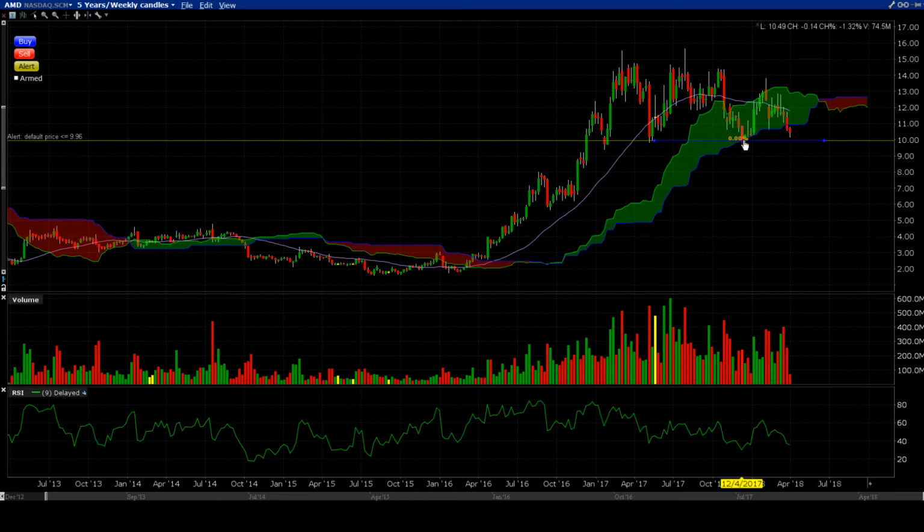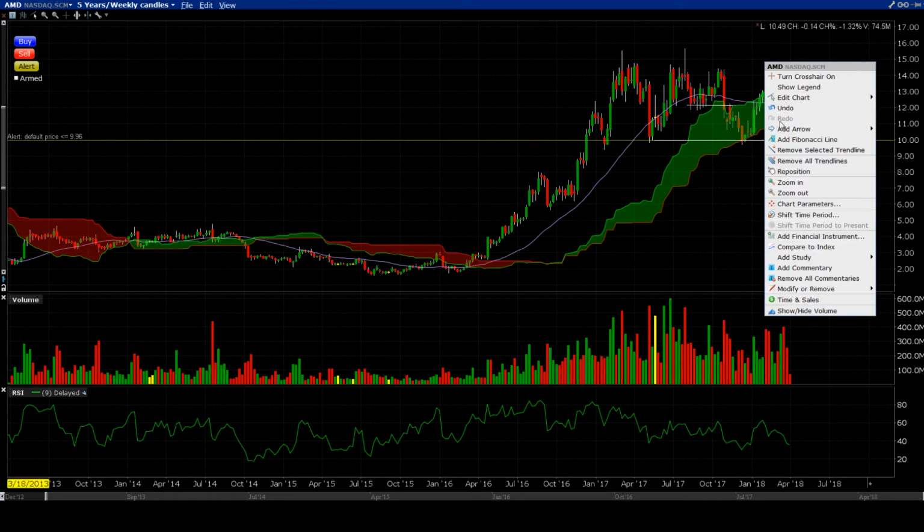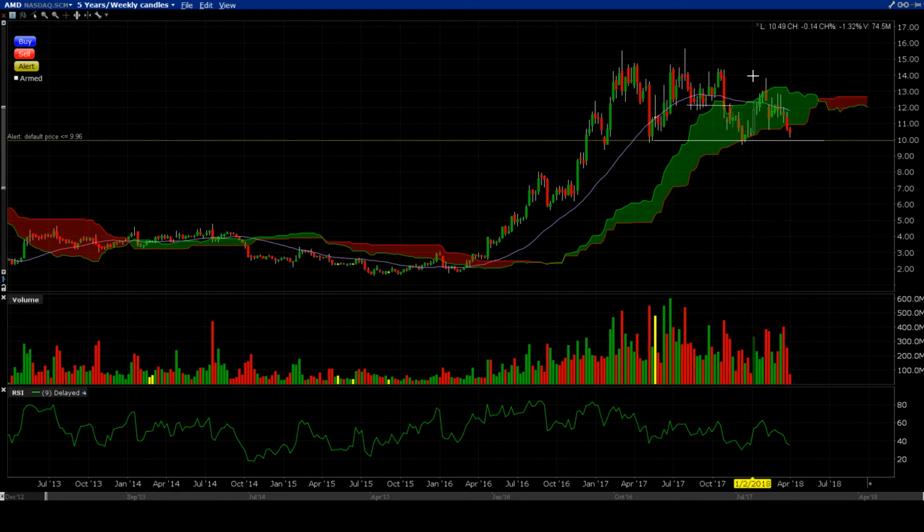See how it bounced back here? It wasn't ready. Right at this level right here, you could have thought this was a breakdown. Here you have that candle that closes below this top pattern right here.